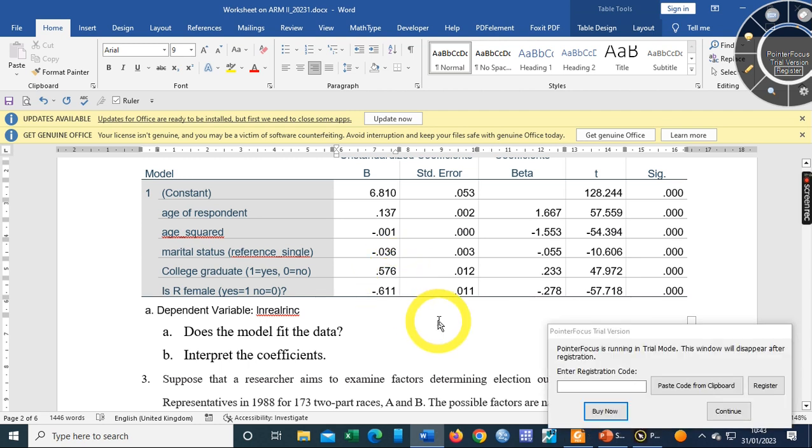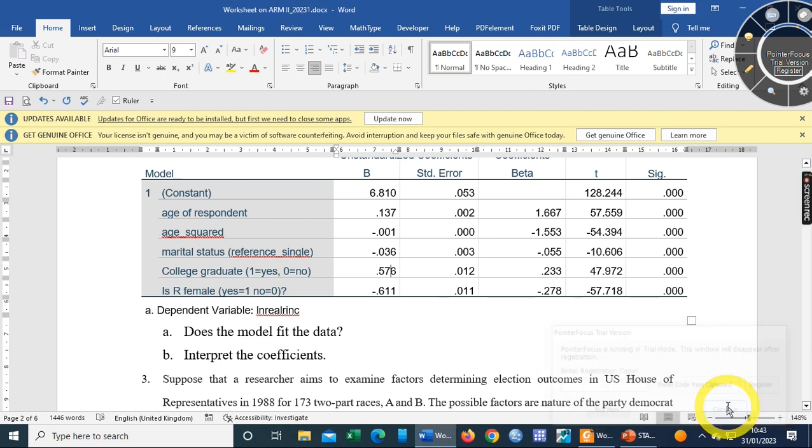Here, you get 61.1. This implies that the income of married respondents is lower by 3.6% when you compare it with that of single individuals.